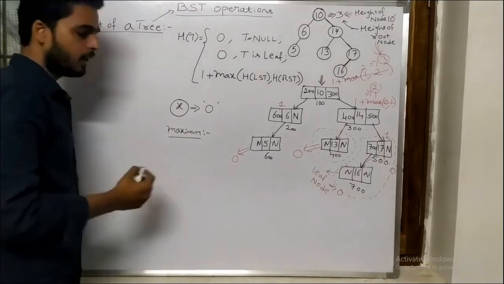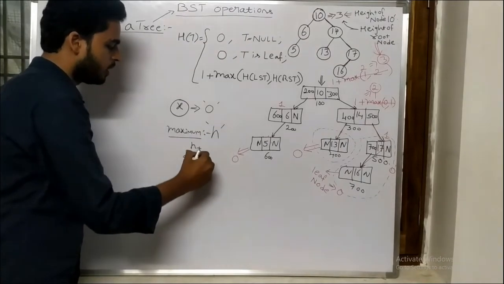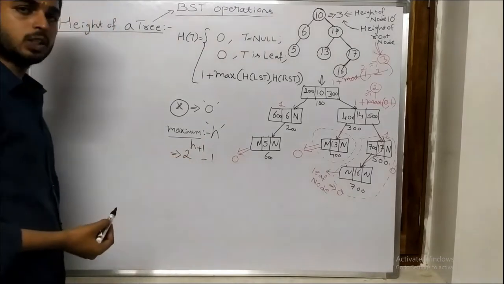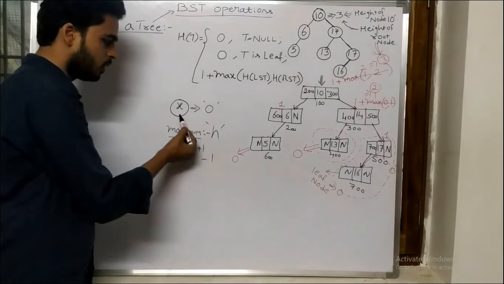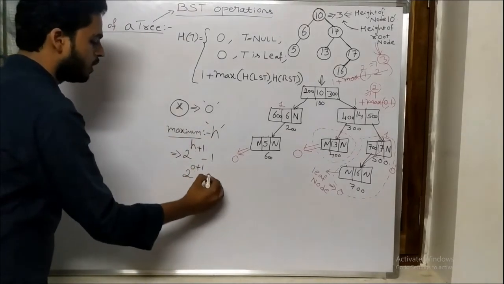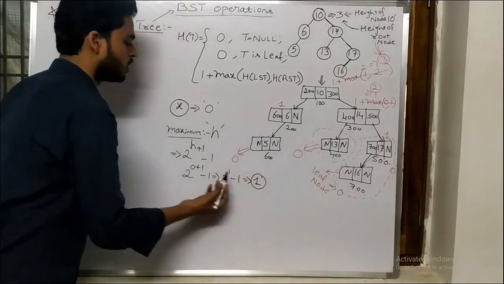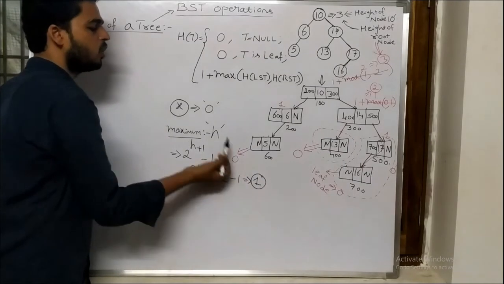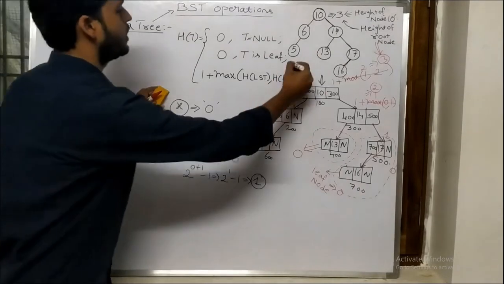The number of nodes supported by a binary tree of height h. You know the formula, I have already derived it: 2 power h plus 1 minus 1. I am saying that the height is 0 for the single node. Then just substitute h value as 0: 2 power 0 plus 1 minus 1, that is 2 power 1 minus 1, that is 1. So the total number of nodes present in a tree of height 0 is 1. Okay, so this is correct.